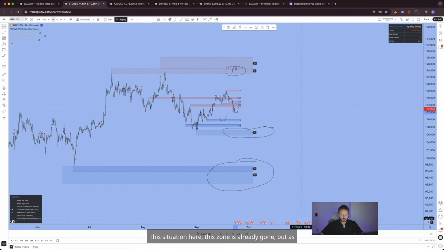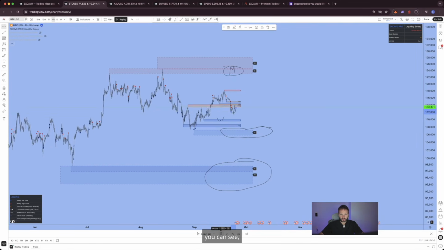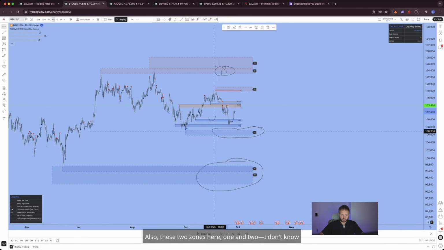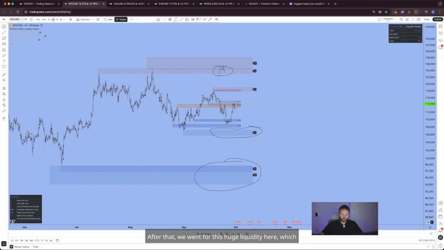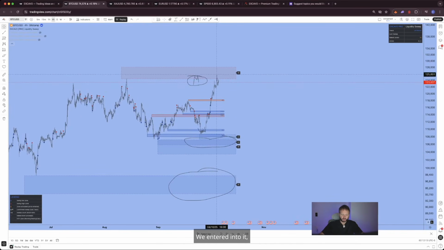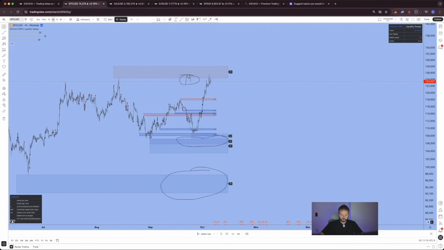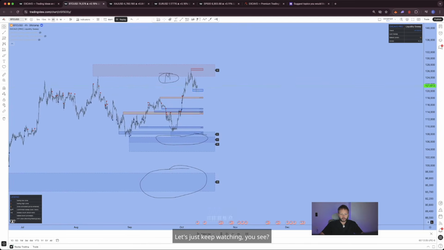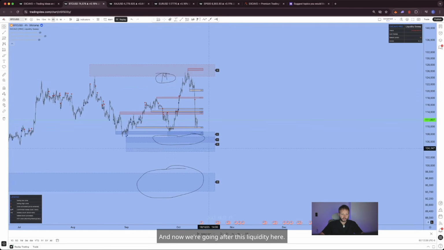This zone is already gone, but as you can see, there was some movement from it, right? Also, these two zones here, 1 and 2. I don't know the chart in detail, as you understand, but there was an upward movement from them. After that, we went for this huge liquidity here, which we took. We entered into it, and basically, after that, we exited from it. Let's just keep watching, you see? And now we're going after this liquidity here.